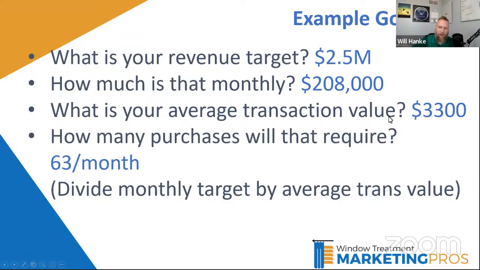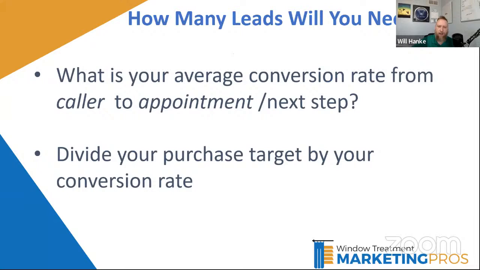And this could be wildly different as well, right? If you're only doing high-end luxury type installs, your average transaction could be 10, 20 grand, right? So you don't need as many purchases to hit your number. But it could also be that, if you're doing a lot of blind installs, where your average transaction is $600, that's a lot of work. So it really definitely depends on, obviously, knowing that average transaction value. I think it really hinges on that a lot. And then, of course, knowing your conversion rate from there.